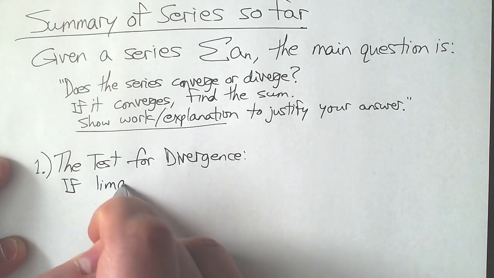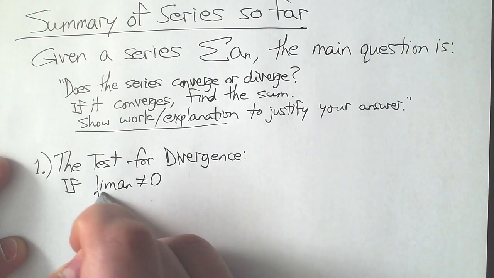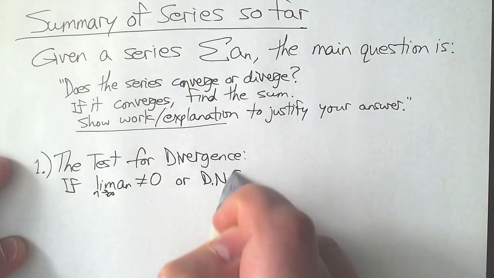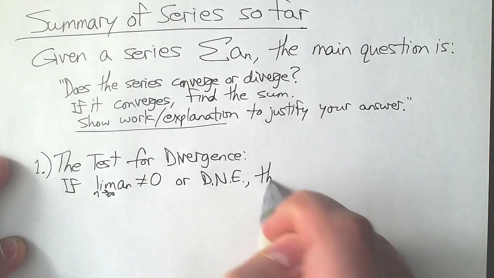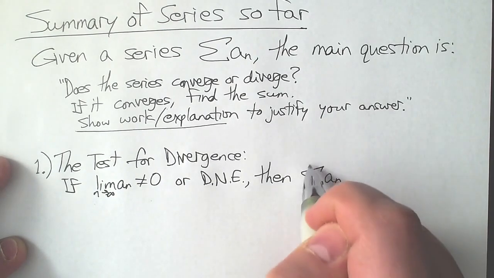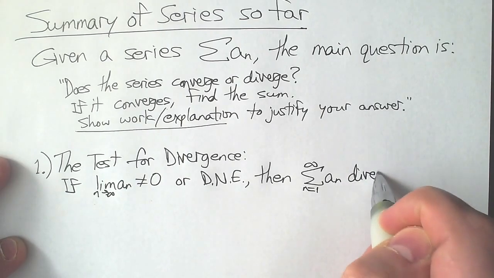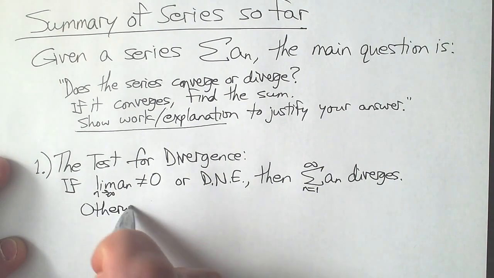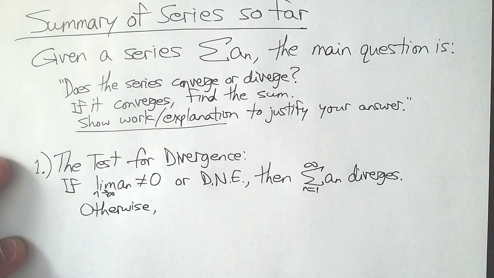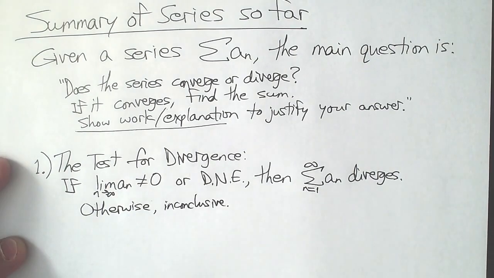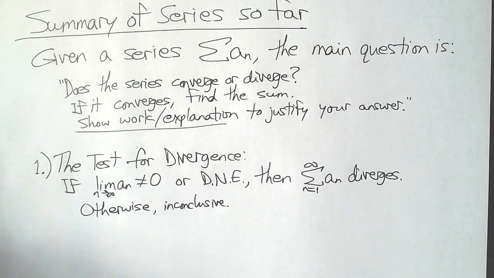If the limit does not equal 0 or does not exist, then the series diverges. Otherwise, inconclusive. Inconclusive meaning it might converge or it might diverge. Further tests are needed, further work is needed.